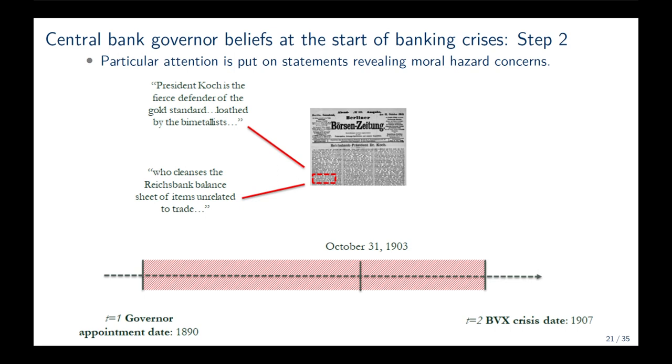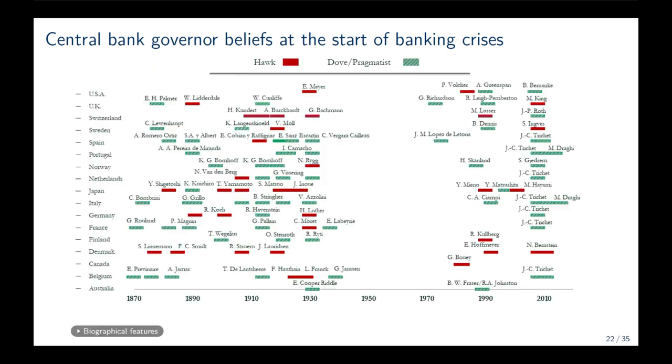Here's the Koch example again. We pay particular attention to statements revealing moral hazard concerns. So President Koch is the fierce defender of the gold standard, loathed by the bimetallists, cleanses the Reichsbank's balance sheet. And these are statements from 1903, so well before the 1907 crisis. And we can classify him here as a hawk.